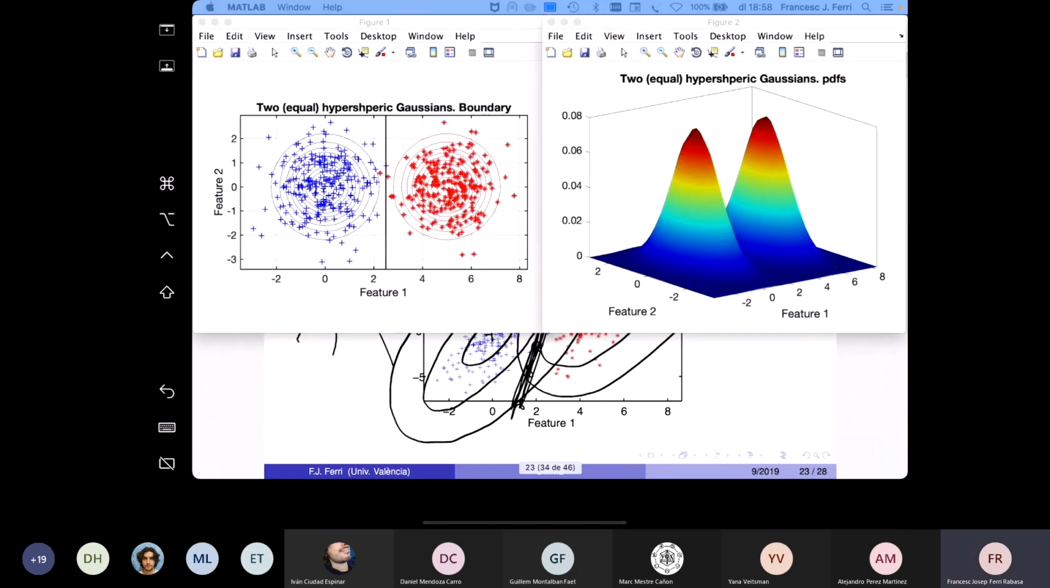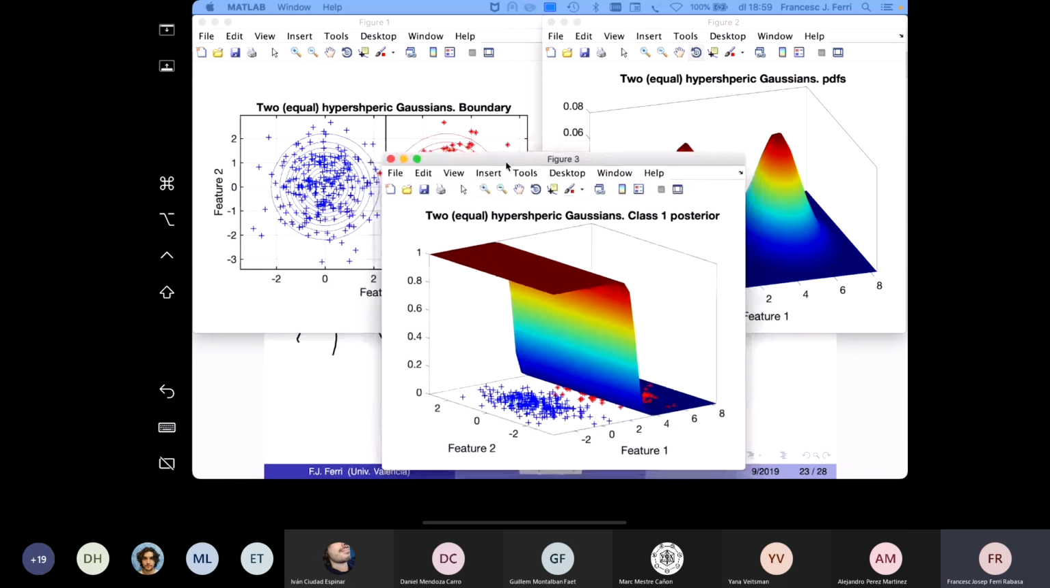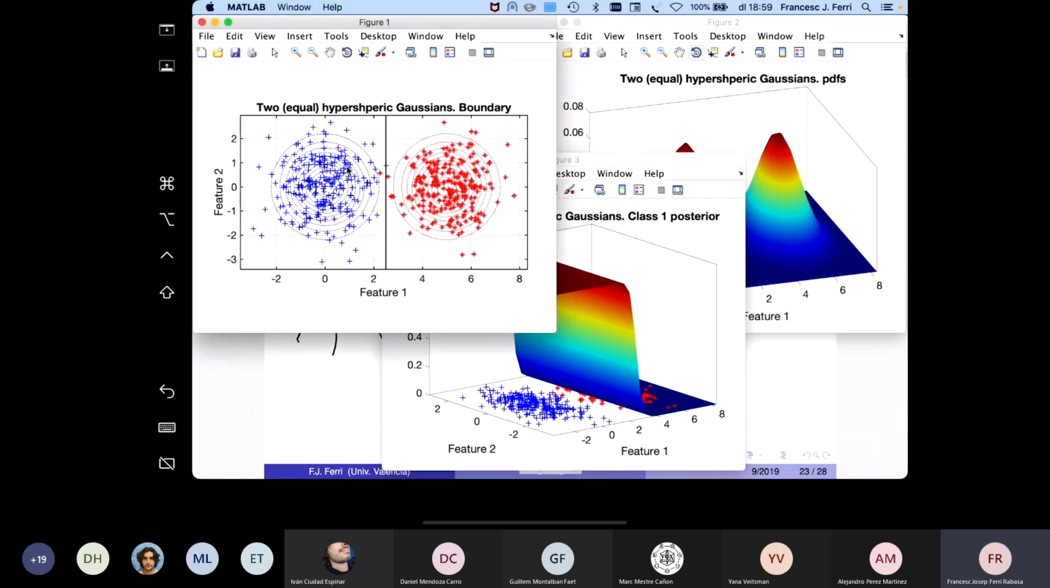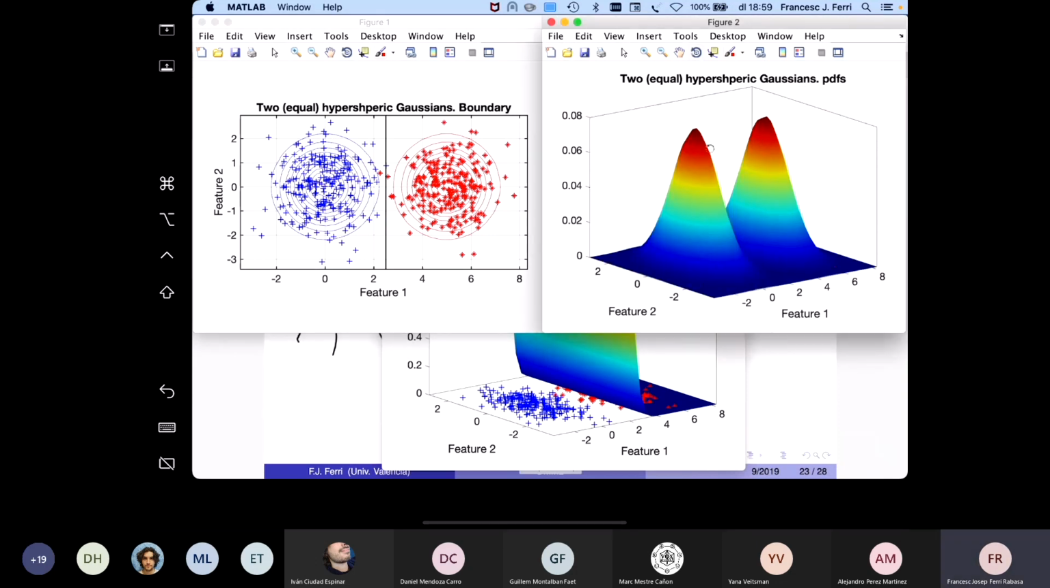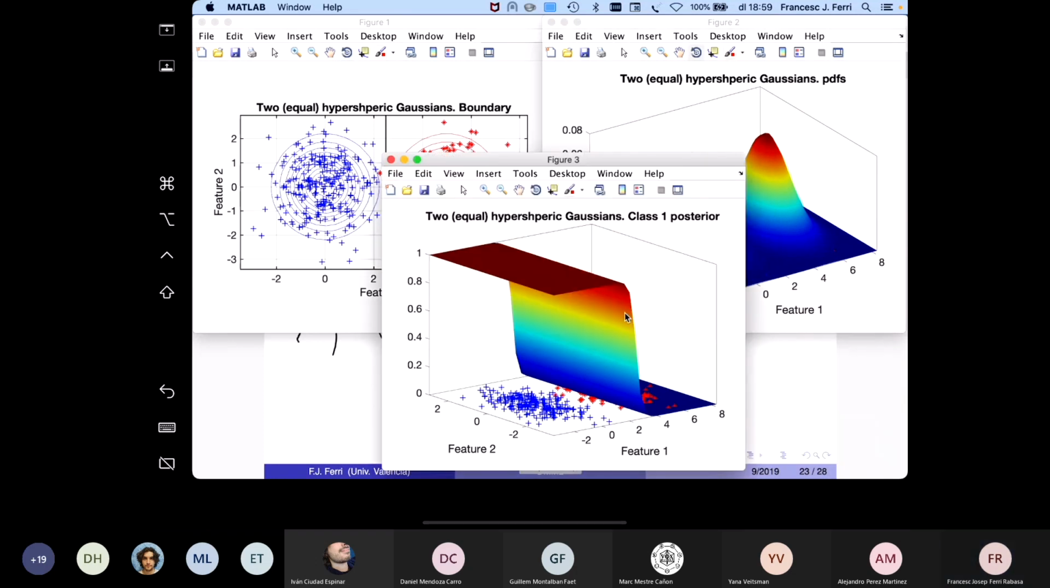Okay, now these are the same examples you had in the slides, but now you can look at them interactively. You don't have this code because this code runs in MATLAB, so we are not using MATLAB in principle anymore. For these examples, you have the data, the case of hyperspheric Gaussians. You can see the class conditional probabilities of the two sets of data. And then you can also see the posterior probability. This is the posterior probability for class 1. Class 1 is the blue one.